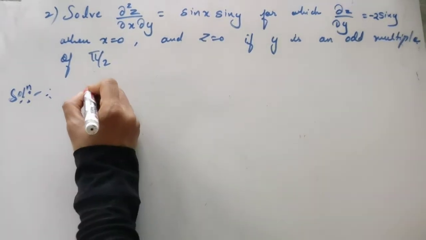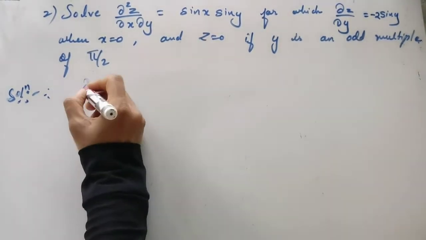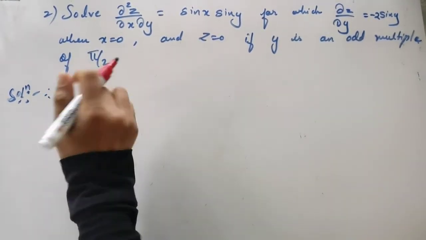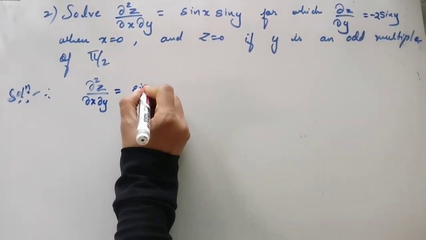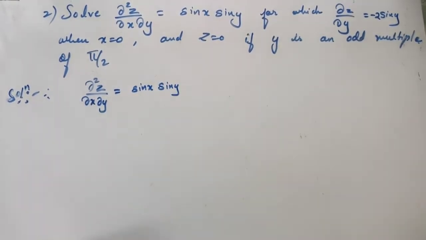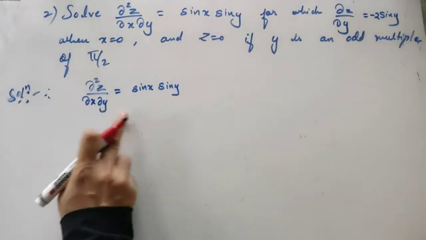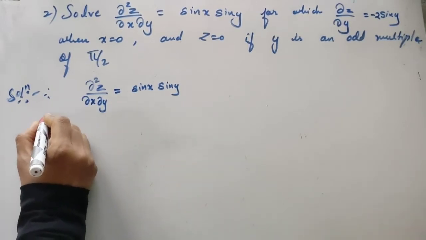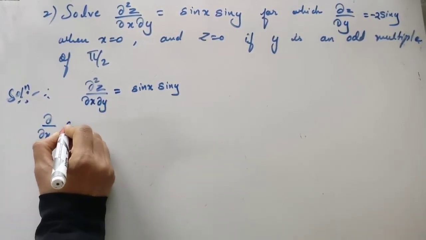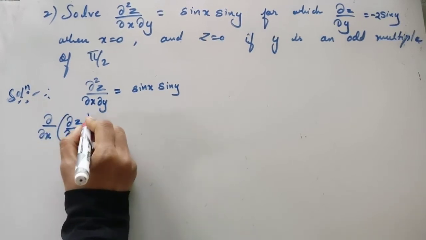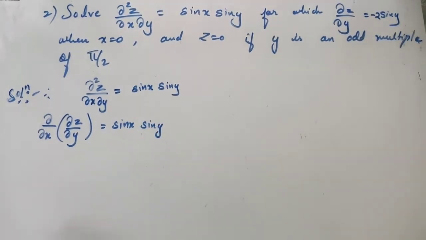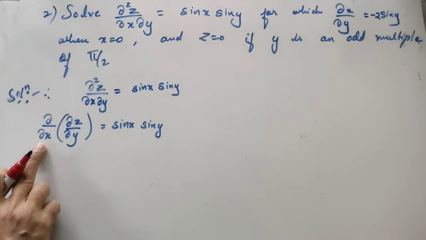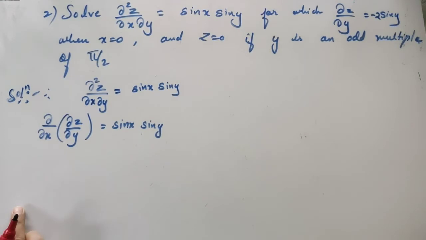So let's start our solution by considering the given equation, that is ∂²z/∂x∂y = sin x sin y. I have to eliminate the derivatives. First I will expand and write it as ∂/∂x of (∂z/∂y) = sin x sin y. The first thing appearing here is ∂/∂x. I want to eliminate it. For that I need to integrate with respect to x, treating y constant.